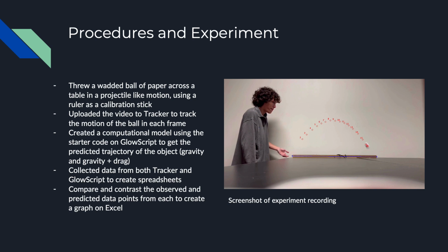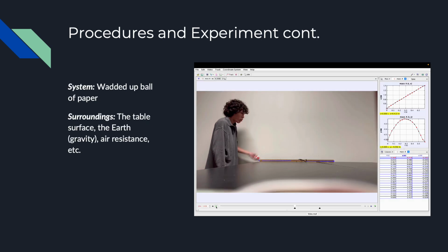We collected data from both Tracker and GlowScript to create spreadsheets, and we compared and contrasted the observed and predicted data points from each to create a graph on Excel. So the system here is the wadded up ball of paper, and the surroundings include the table surface, the earth, gravity, air resistance, etc.